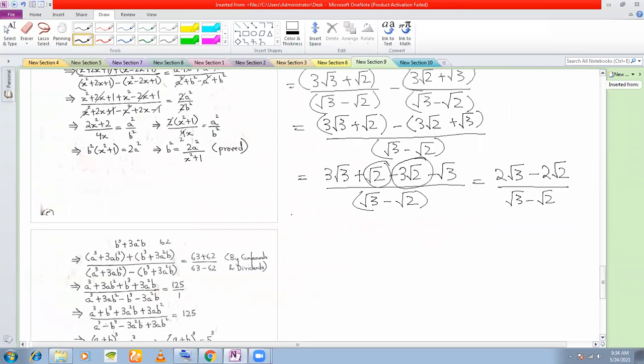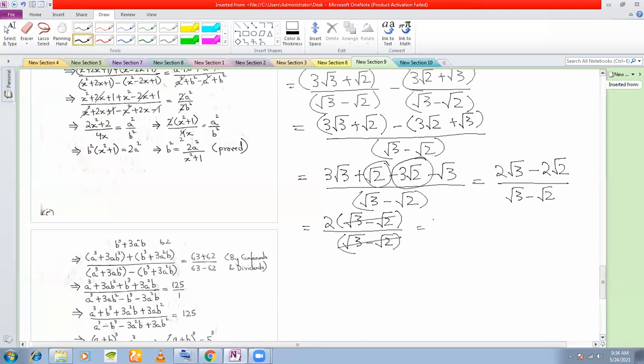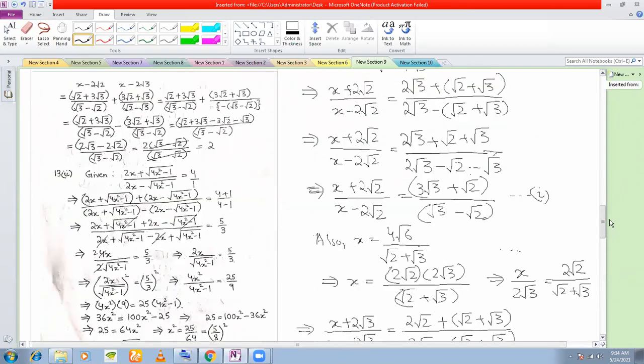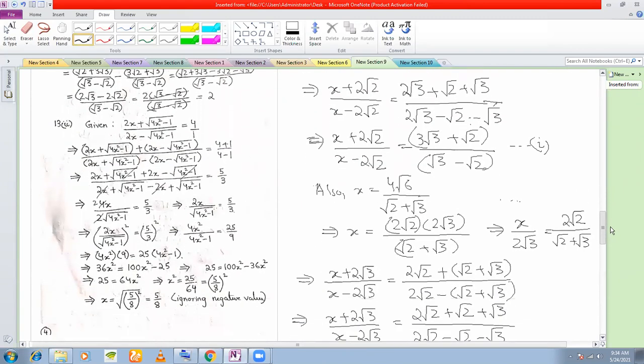Now you can take 2 common in the numerator to get twice root 3 minus root 2, and in the denominator I also have root 3 minus root 2, so both will cancel. So you simply get the value as 2. Okay. So I hope there are no questions on this problem, and we'll move on to the next one.